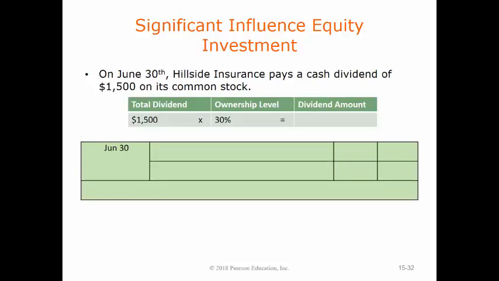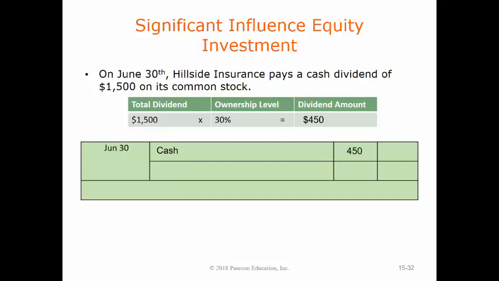Next up, on June 30th, Hillside Insurance is going to pay a cash dividend in total of $1,500, and that is the dividend not just to us, but to all of their shareholders. Well, we own 30% of the company, so we should be entitled to 30% of that dividend. So we take the $1,500 dividend, multiply it by 30%, and we come up with $450. We're going to record that receipt of $450 of dividends from Hillside Insurance by debiting cash for $450.